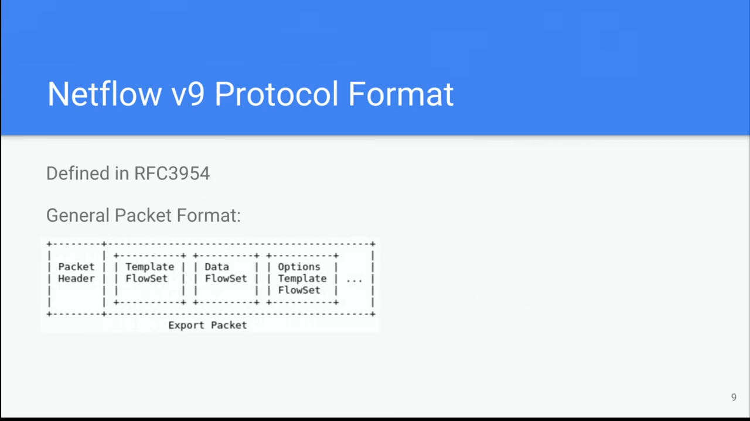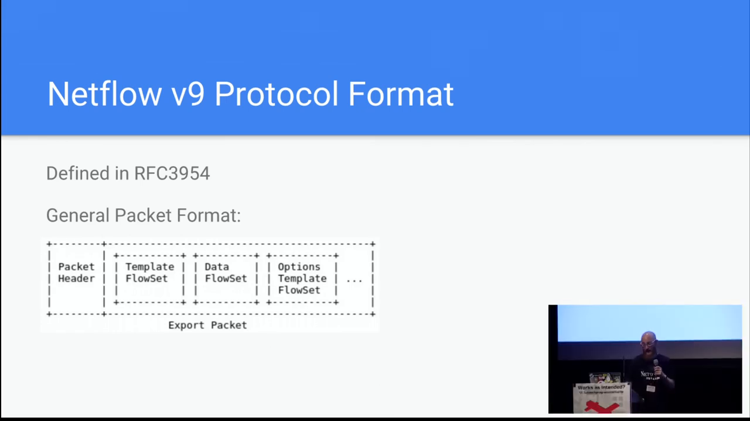So let's deep dive into version 9, because that's what I implemented in the first place. It's defined in RFC 3954, and the general packet format is that you have a header. And in the header, you have a variable amount of templates and data flow sets and option template flow sets. So the template flow sets include the templates that I just mentioned. The data flow set is the data that is referring to the template. They can be in different packets, so they don't need to be in the same one.